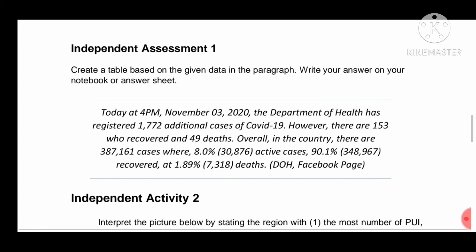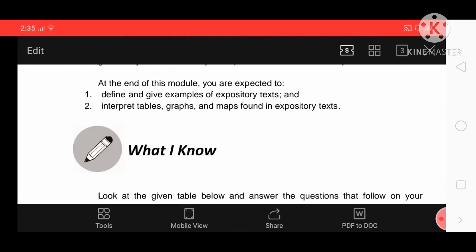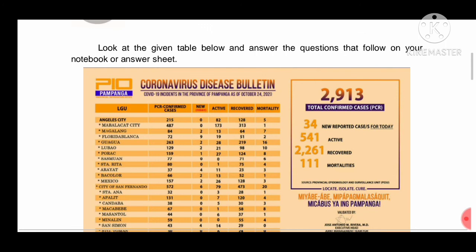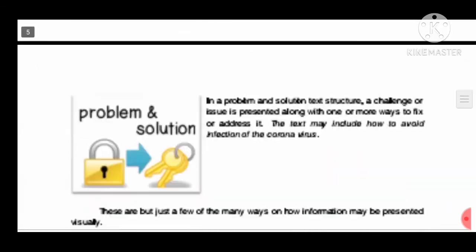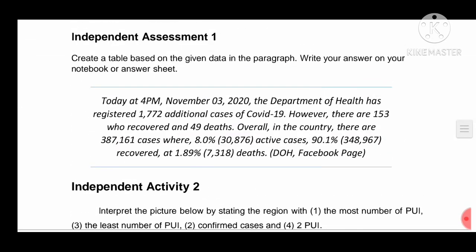So look back at the first table from PIO Pampanga in the first part of our discussion here. So use this as a guide. So independent assessment 1 has something to do with this one. So you will make a table regarding the coronavirus disease bulletin in the Philippines based on the information given here. Alright? In independent assessment 1. So these are the data that you will be using. Understood? So this is very easy.